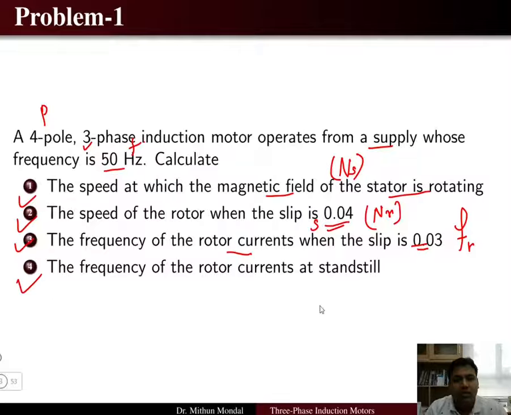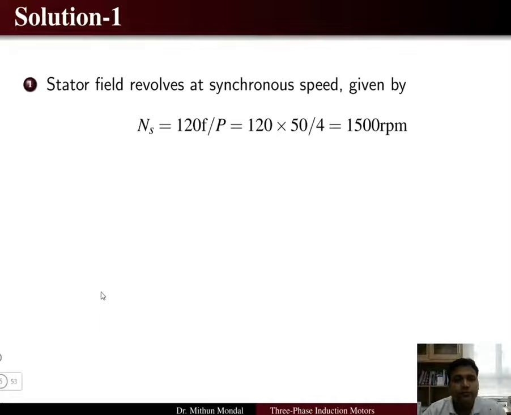What is the frequency of the rotor current under the standstill condition? Standstill condition means the motor is stopped. So what is the value of the frequency of the rotor current? So let us see the solution.